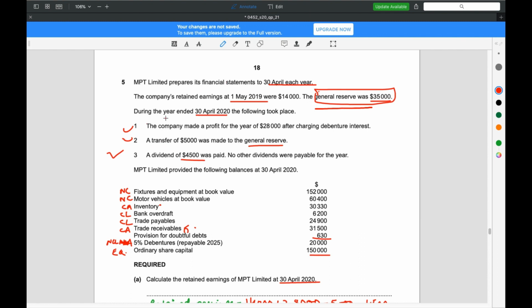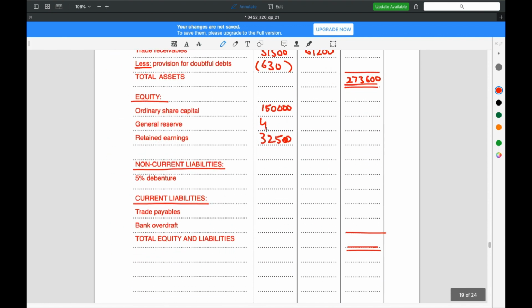But he says during the year ended, a transfer of $5,000 was made to the general reserve, which means that $5,000 were put into the general reserve. So $35,000 in the general reserve at the start of the year, and then you put in plus $5,000, which is going to give you a total of $40,000, right? All right. So $40,000, and that is going to total 232,500. So this is going to be the equity total for this.